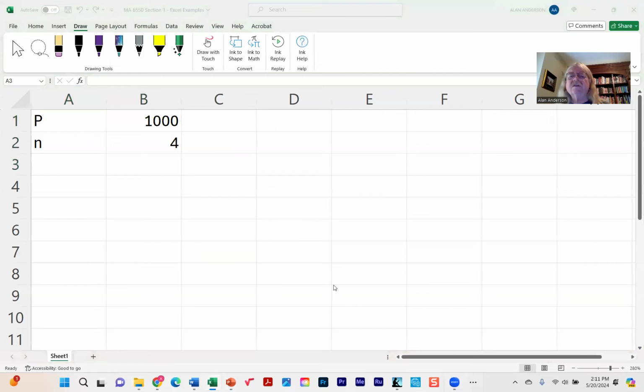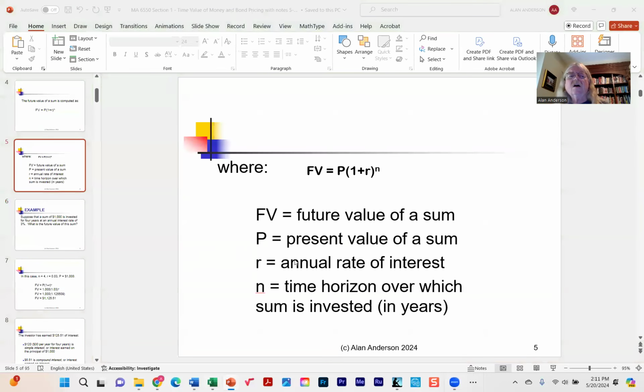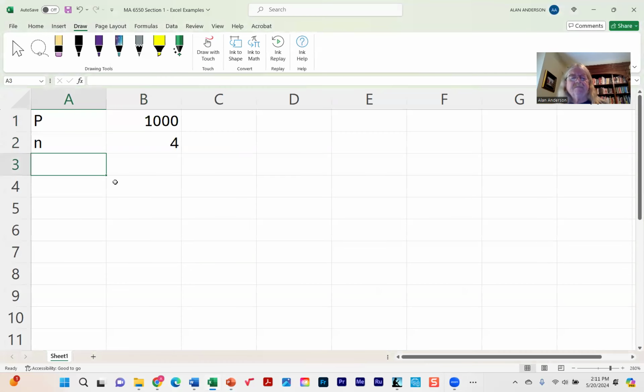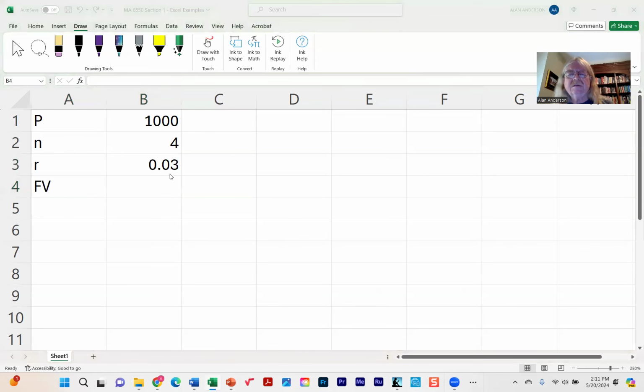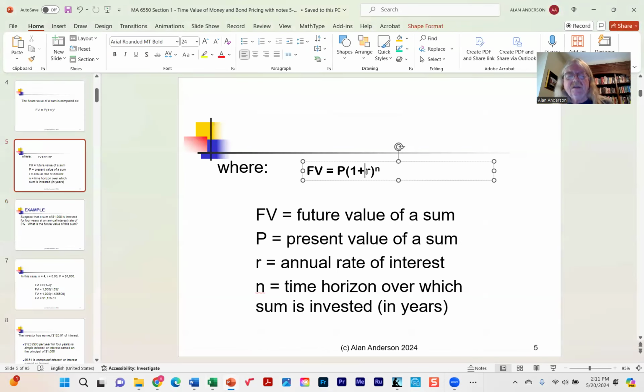And again, it's understood here that we're talking about years. R, the rate of interest, is given to us as 3%. So we're going to be calculating F for future value. Now, we can do this one of two ways. We can use the algebraic formula, which again, I'll copy here so we can refer to it.